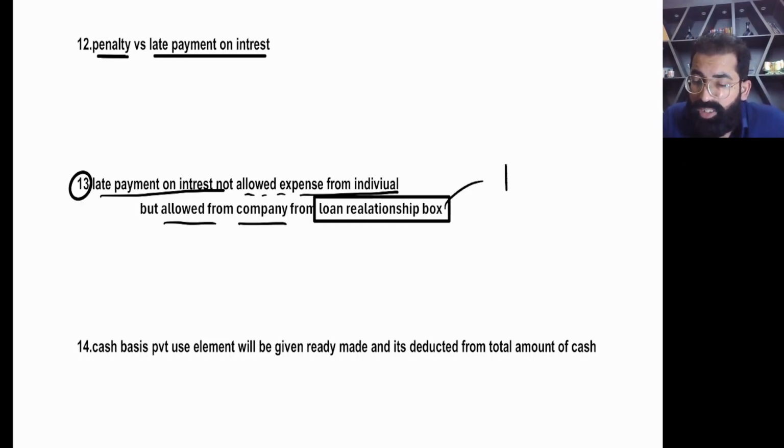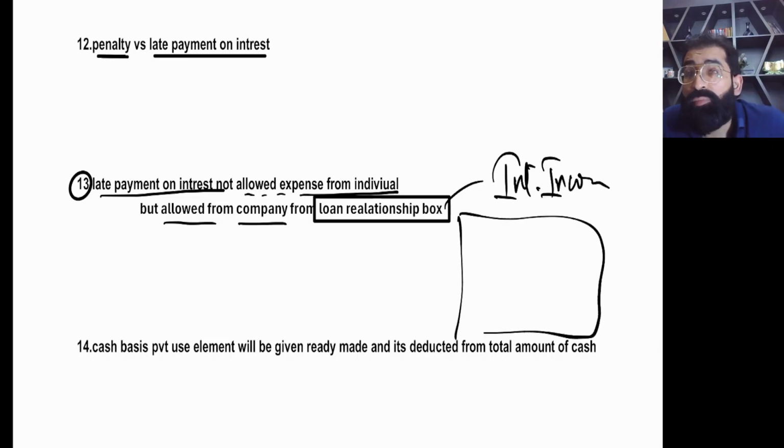Hope you remember there was a special box of interest income for companies, if you remember the lectures. So that will be an allowed expense from the loan relationship box in companies. And if you are receiving interest income on overpaid taxes, for example if you pay more taxes, that means government uses your money. In that case, government will give you interest income, and that interest income is taxable and will go in the loan relationship box. This is the difference between individuals and companies.